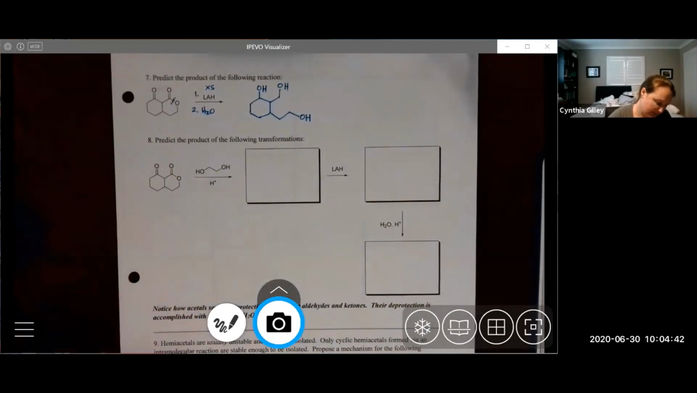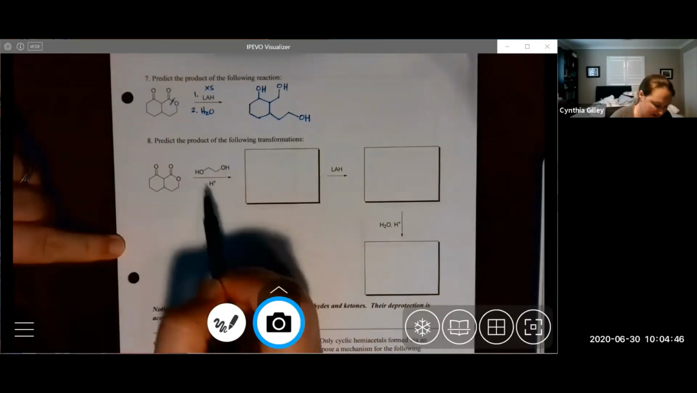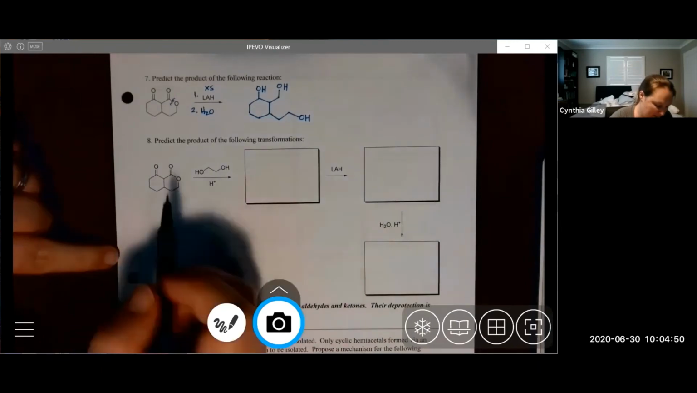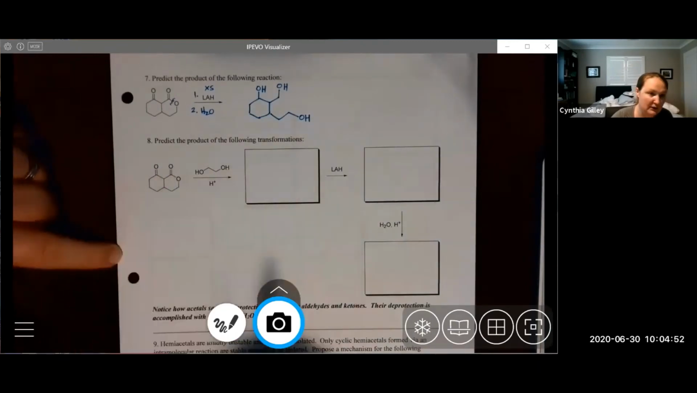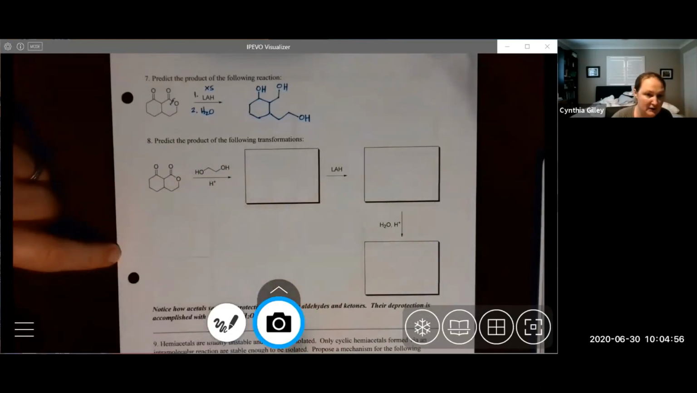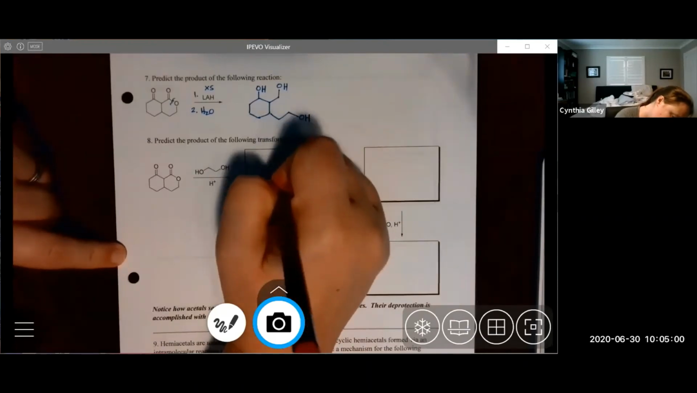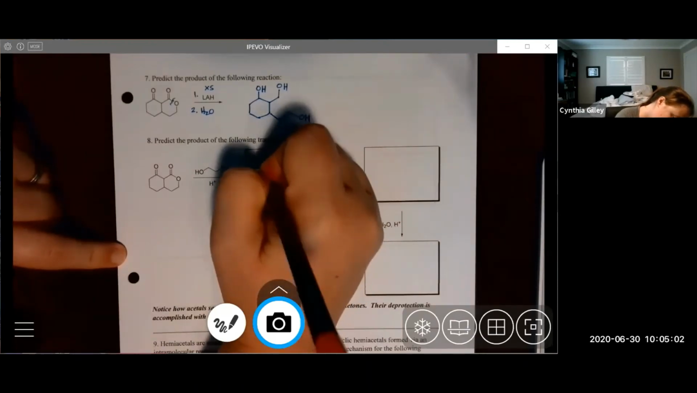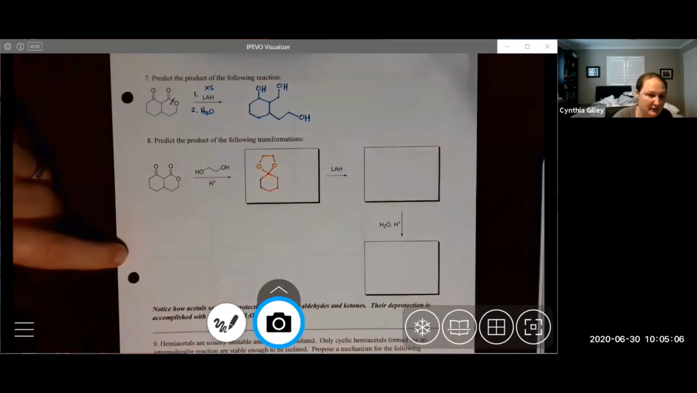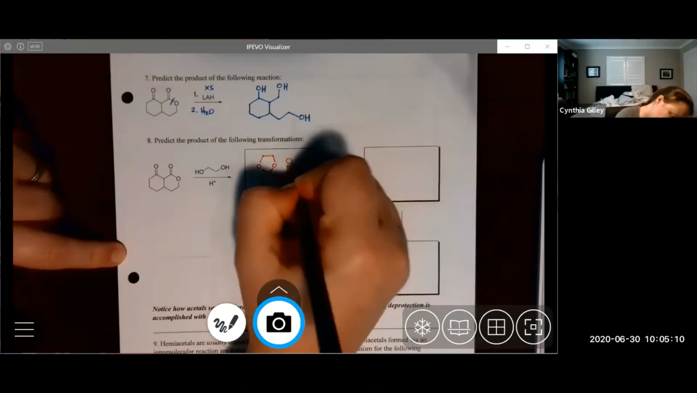So the first thing we're doing is treating this compound with a diol and acid. So we're going to be forming an acetal. You might remember I told you that ketones are more electrophilic than esters. They will be selectively converted. So the ketone will form an acetal and the ester will not. Ketones are more electrophilic, forming the acetal.